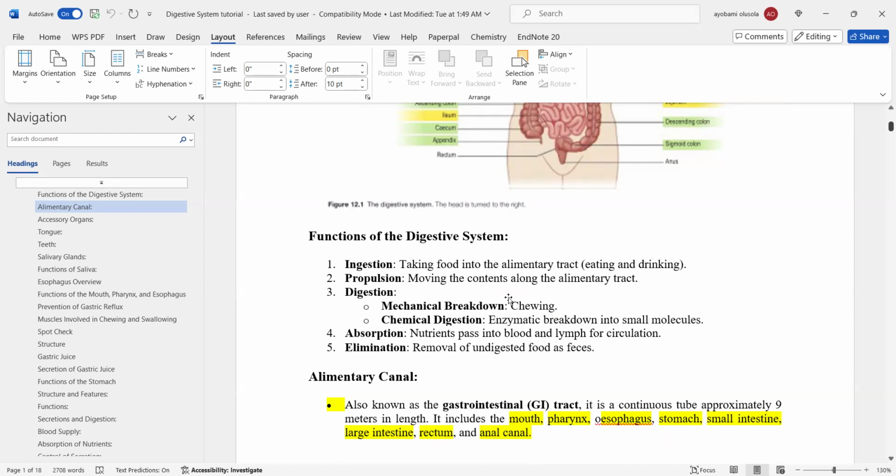We have digestion. There are two types. We have mechanical breakdown. That's chewing. Anytime we say mechanical, you know that it must involve some physical work. So the mechanical breakdown is chewing. Then we have chemical digestion, which involves the enzymatic breakdown of food substances into small molecules. By enzymatic, it means that enzymes will digest the food. Food is usually made of large molecules and it requires enzymes to break them down.